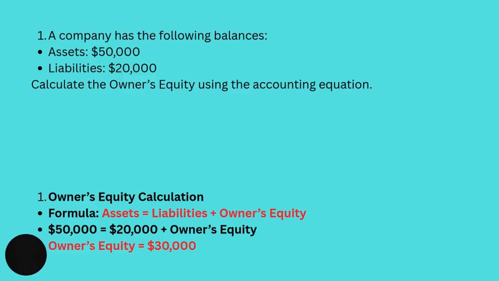Now, using the formula, assets equal liabilities plus owner's equity, we can rearrange it to find owner's equity. So if we plug the numbers in, $50,000 equals $20,000 plus owner's equity. To find owner's equity, we simply subtract liabilities from assets. After doing the math, we find that owner's equity is $30,000. This figure is crucial as it represents the owner's share of the business after all liabilities have been settled.